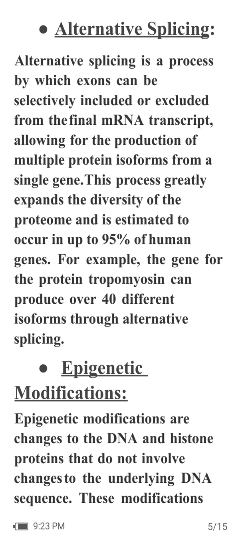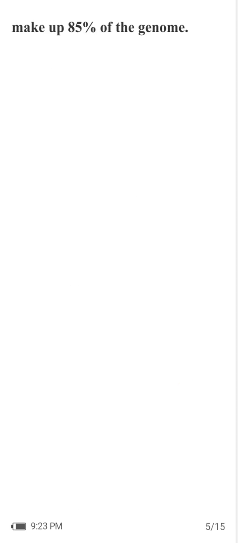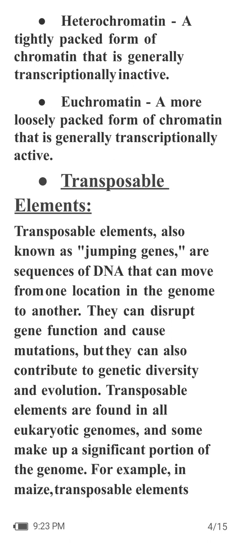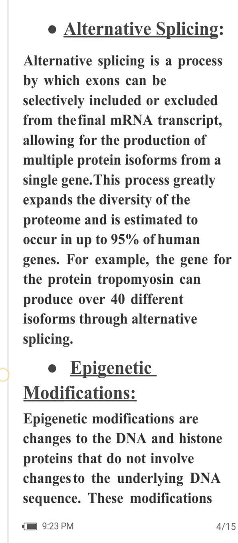Jumping genes. Alternative splicing. Let's quickly learn this topic. Transposable elements, also known as jumping genes, are sequences of DNA that can move from one location in the genome to another. They can disrupt gene function and cause mutations, but they can also contribute to genetic diversity and evolution. Transposable elements are found in all eukaryotic genomes, and some make up a significant portion of the genome. For example, in maize, transposable elements make up 85% of the genome.